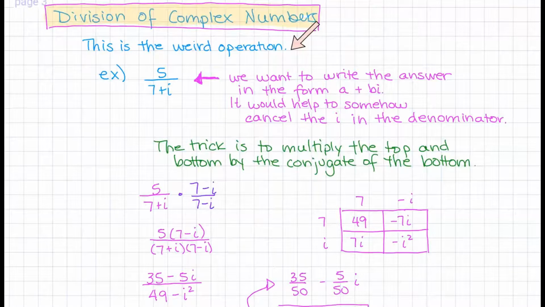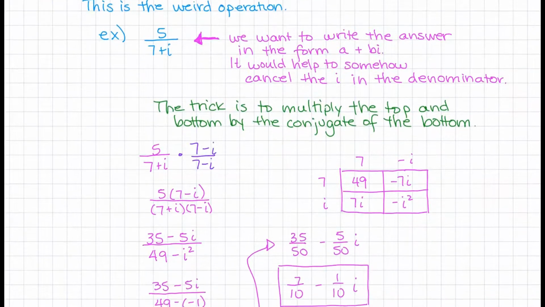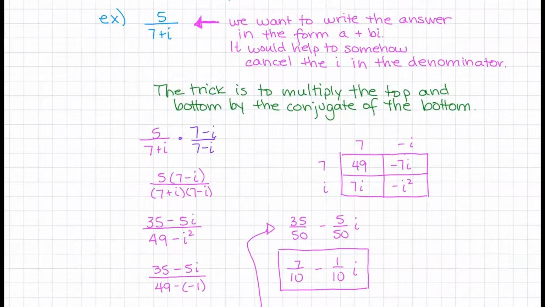But here's division right here. It's 5 divided by 7 plus i. And we want to be able to write it in the form a plus bi. And the whole fraction is not in the form a plus bi. And believe it or not, it's going to help if we can get rid of the i. If we can cancel the i in the denominator somehow, we'll be able to do this. And you'll see at the end how getting rid of the i will help us. But right now, we have this i in there. We're kind of stuck. So let's see what we do.